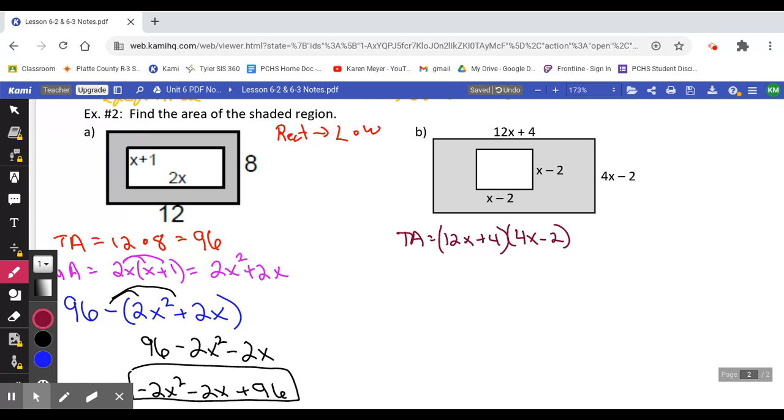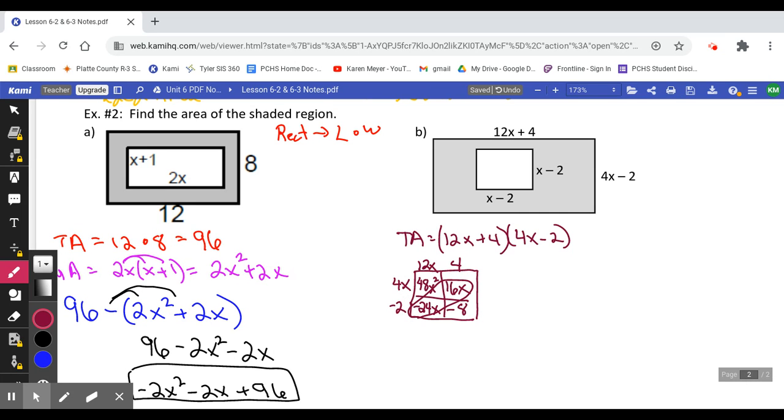Okay, to multiply 2 parentheses together, I have to do a box. So I'm going to make my box here, just like what we were working on in part 1. So 12x, 4, 4x, negative 2. 4x times 12x is 48x squared. 4x times 4 is 16x. Negative 2 times 12x is negative 24x. And negative 2 times 4 is negative 8.